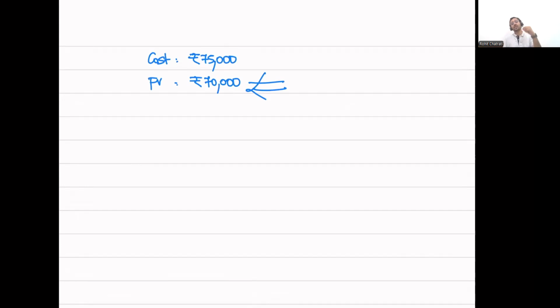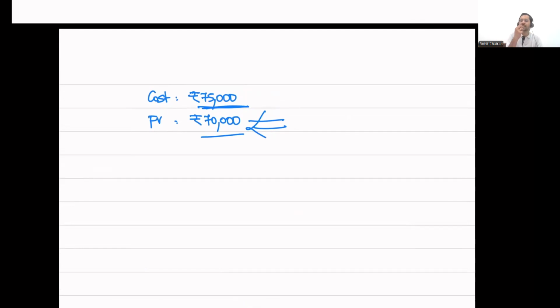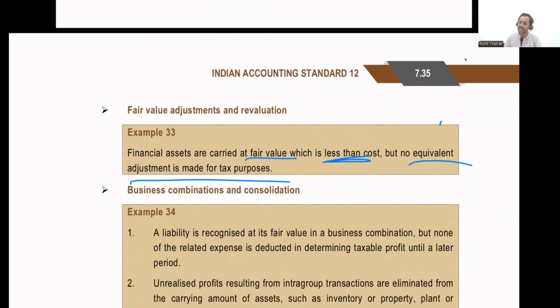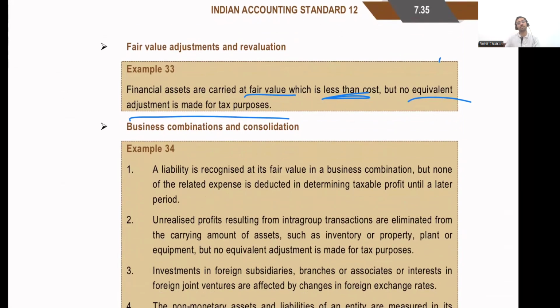But the amount that will be allowed as a deduction in future will actually be 75,000. The amount that will be allowed as a deduction, or as cost of acquisition deduction, will actually be equal to 75,000. So my tax base will actually be equal to 75,000, and therefore I am going to have a temporary difference of minus 5,000. All right, my carrying amount will be 70,000. The tax base will be 75,000. Therefore, my temporary difference will be minus 5,000, and that minus 5,000 represents the net future tax deduction that I'm going to get. The future tax deduction that I'm going to get is regarded as a deductible temporary difference, and on that deductible temporary difference, I am going to have a deferred tax asset. All right, so that is with regards to example number 33.